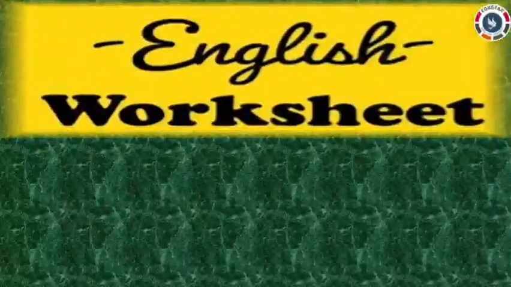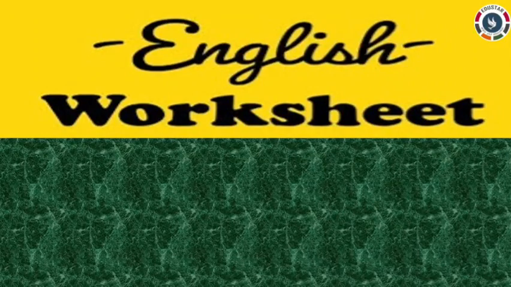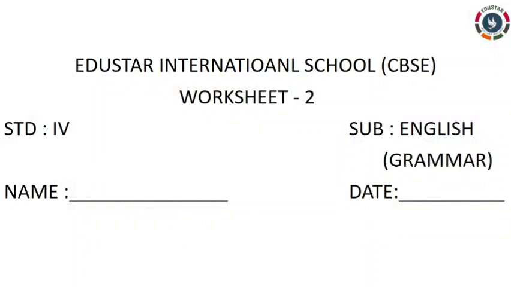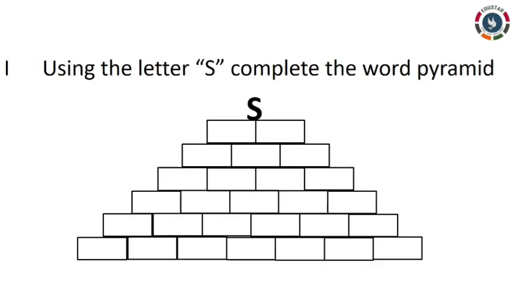Based on this lesson, I have prepared a worksheet for you. Write in an A4 sized paper with question as well as answer and send through email. As usual, write the heading as you see on the screen. Roman letter 1. Using the letter S, complete the word pyramid. Here, you have to start from a 2-letter word to a 7-letter word.